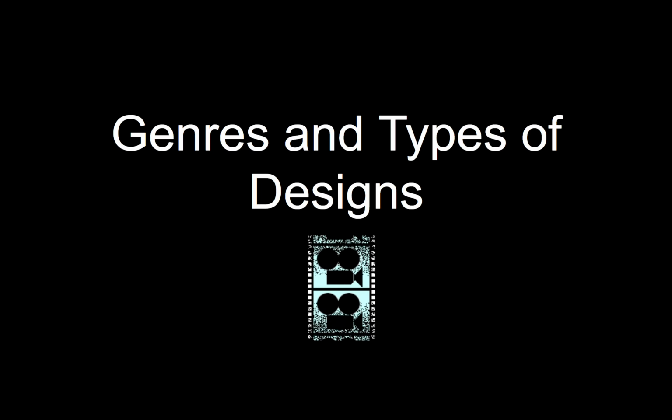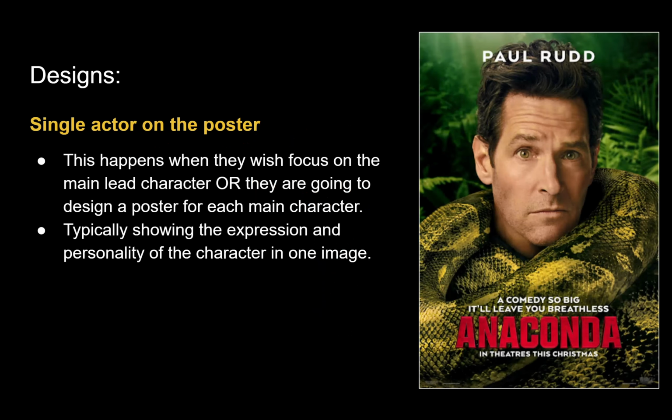So there are different types of genres and different types of designs for movies, right? Some movie styles are the single actor poster. Normally it highlights one of the people in the movie. This one here has Paul Rudd. This is a movie that is just coming out recently. It's called Anaconda, and it's a comedy. It came out, it looks like, at Christmas time. And he's one of the 3 or 4 actors that are in it.